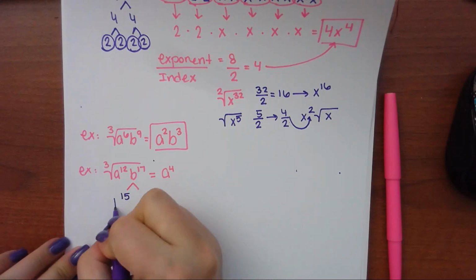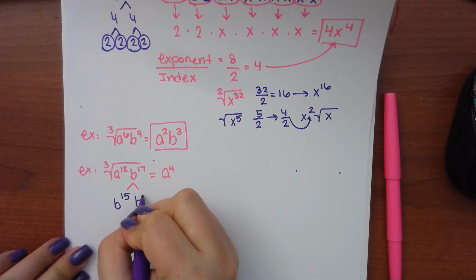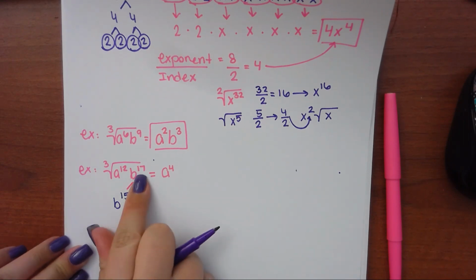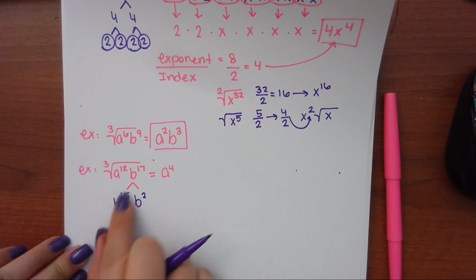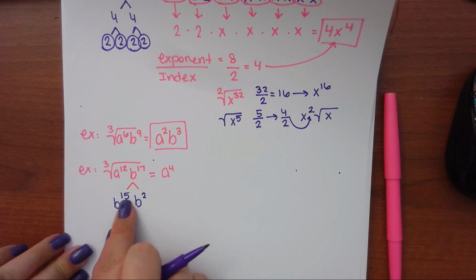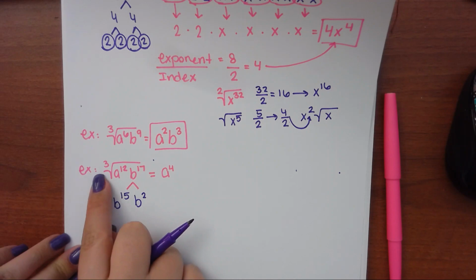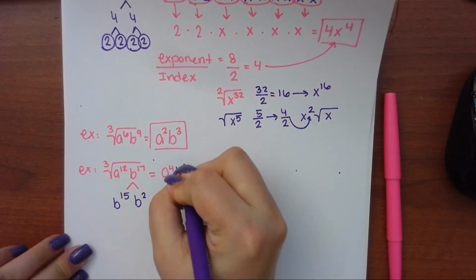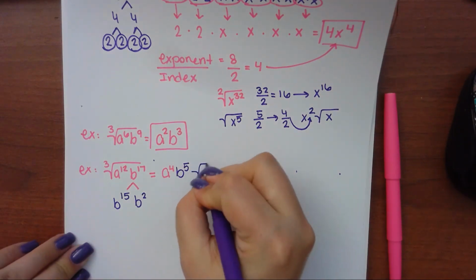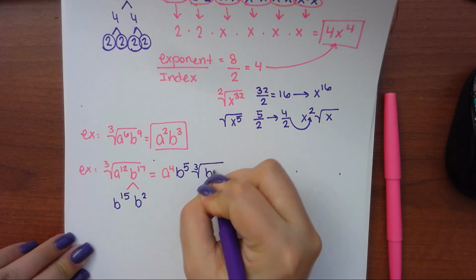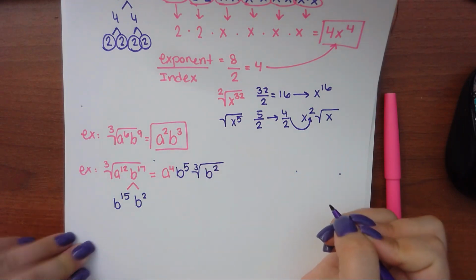So b to the 15th and b to the 2nd that's left over, multiply and add to 17. So remember, when we're multiplying our bases, we add our exponents. So if we write this as a multiplication piece, we have 15 from the 17, and then what's left over is 2. So the only one that's going to be able to divide is the 15. 15 divided by 3 is 5. So b to the 5th goes outside the radical. But what's left over needs to go inside the radical, and that would be the cube root of b squared. That's how I do it in my head, okay?